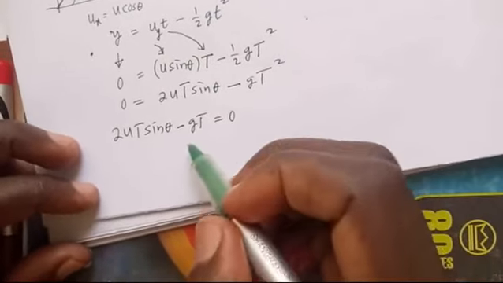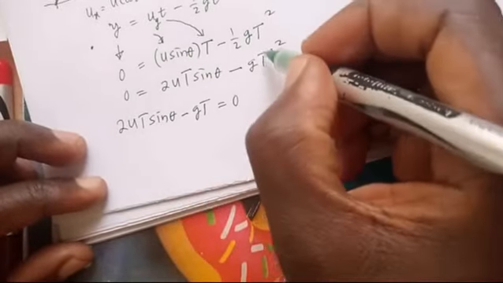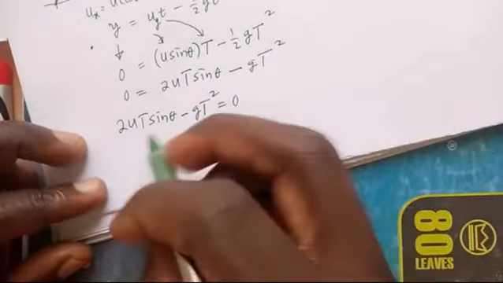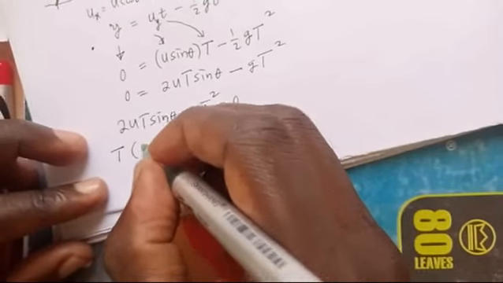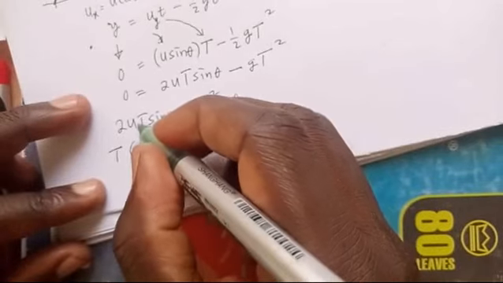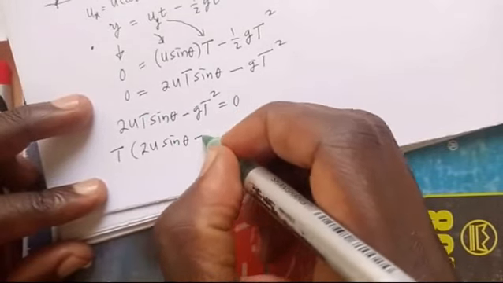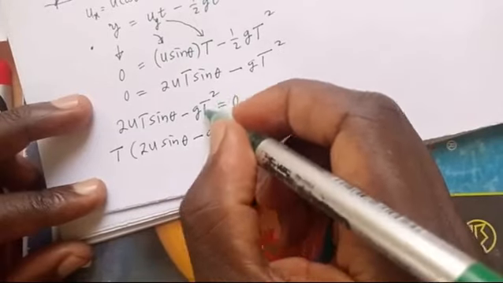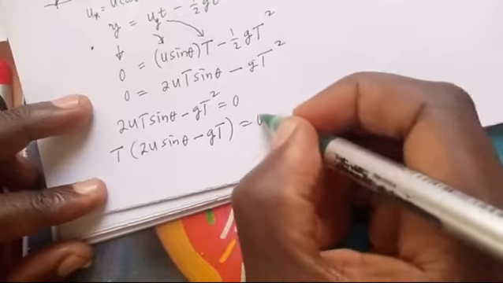This one I can factorize T. There is a square here, so I can factorize T here, and I have T into 2u sine theta minus gT. If I remove T here, the square becomes single, so I still have T, is equal to 0.